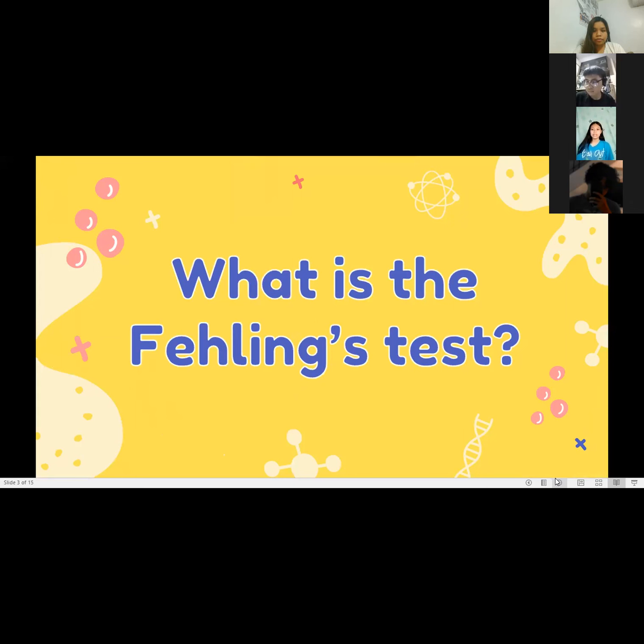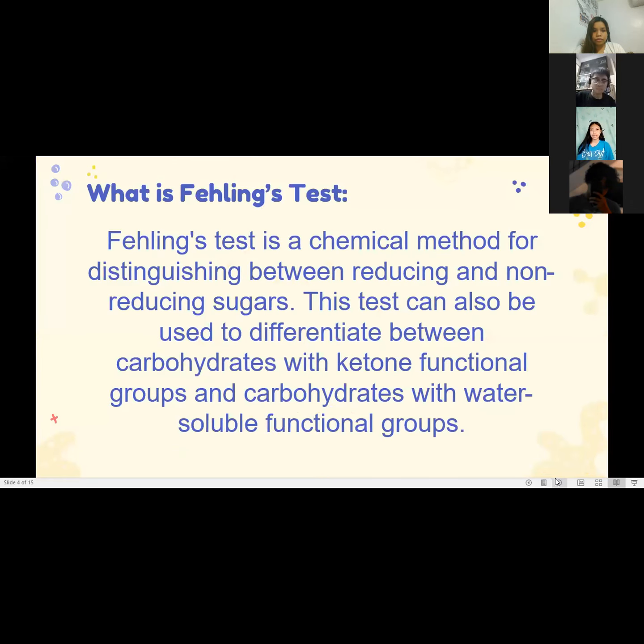What is the Fehling's test? The Fehling's test is one of the most common tests used for the estimation or identification of reducing sugar and non-reducing sugars. This test is often used to distinguish between functional groups of ketones and carbohydrates that are water soluble.